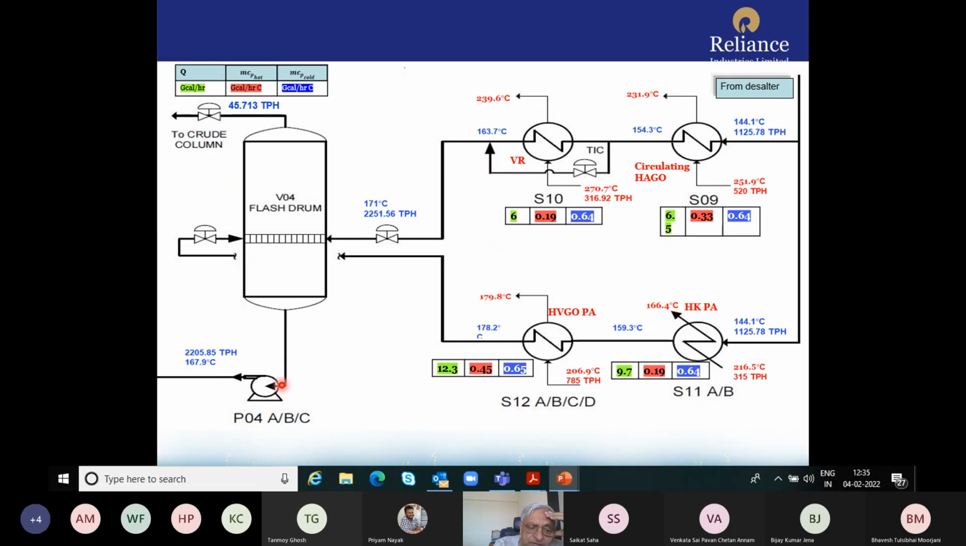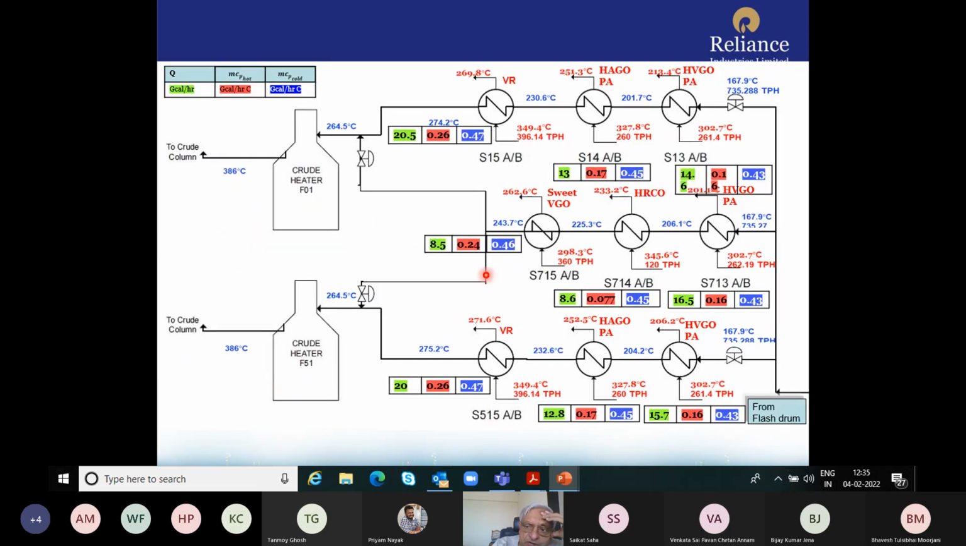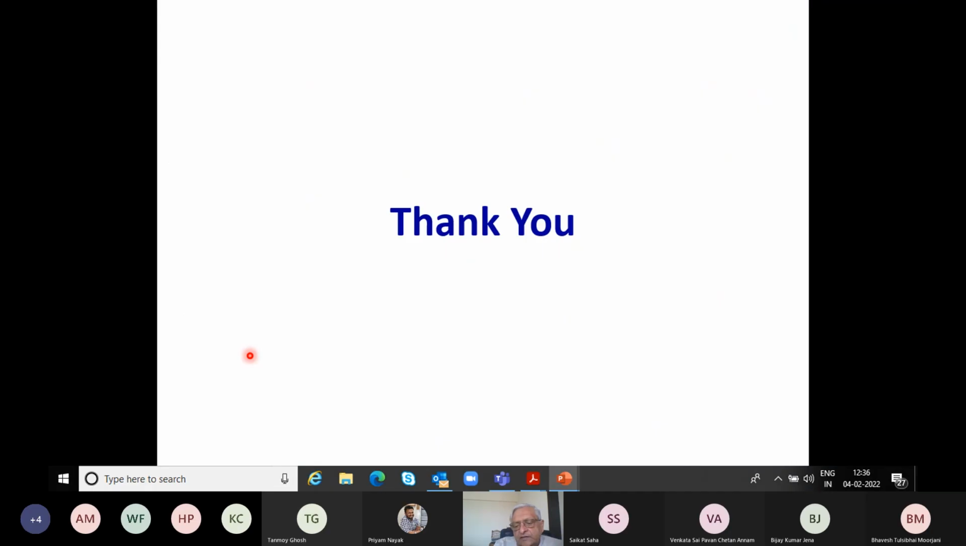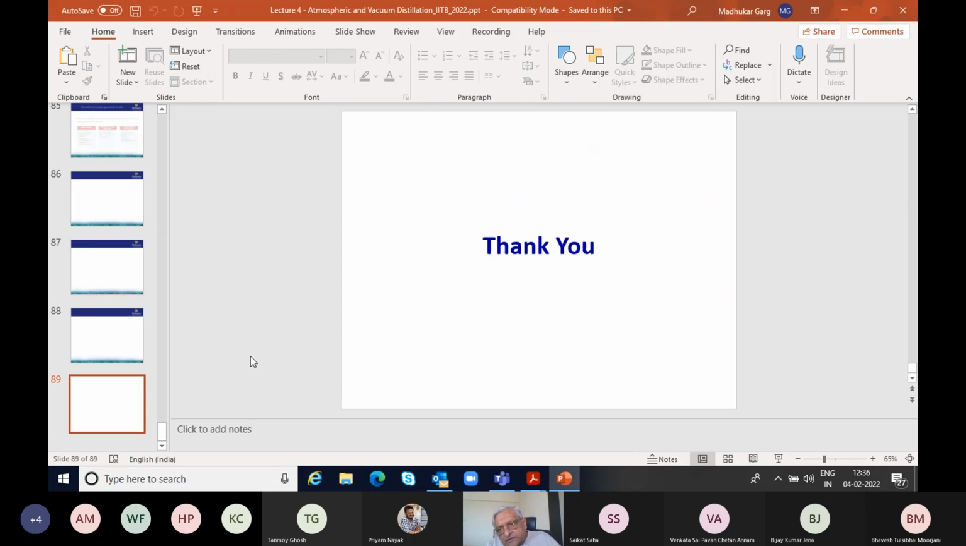And then at the bottom you have the topped crude, which goes into what is called the hot preheat train. This again gets split into three trains, and there are two furnaces. The capacities are large, so both the furnaces operate, and ultimately the outlet temperature is about 386. So this finishes our discussion on the crude and the vacuum distillation column, and basically the primary unit called the crude unit.